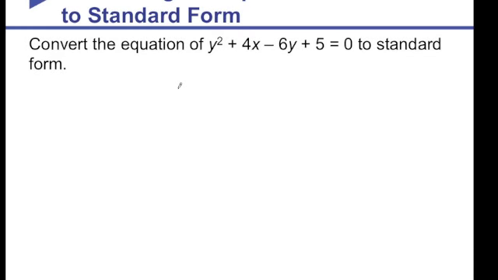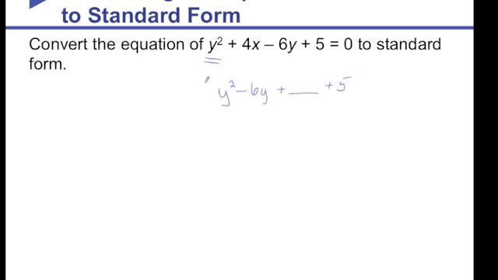We want to convert this equation to standard form. First thing I notice is I have a y squared. So I want the y squared on one side with its other y. We're going to complete that square and we'll add the 5.